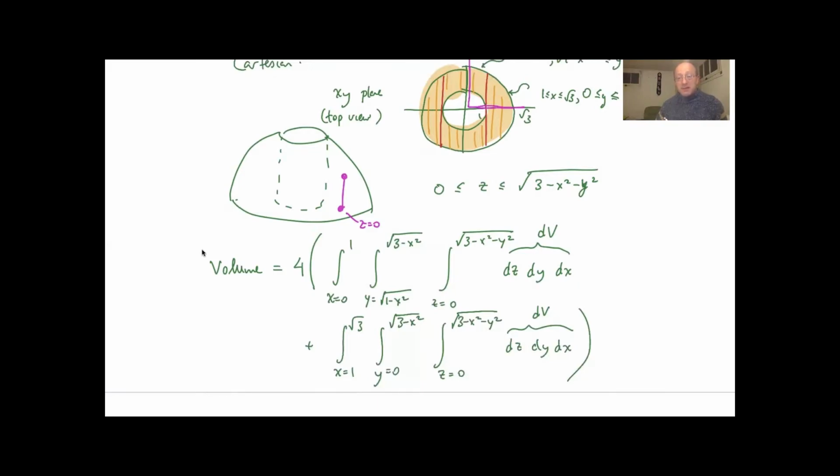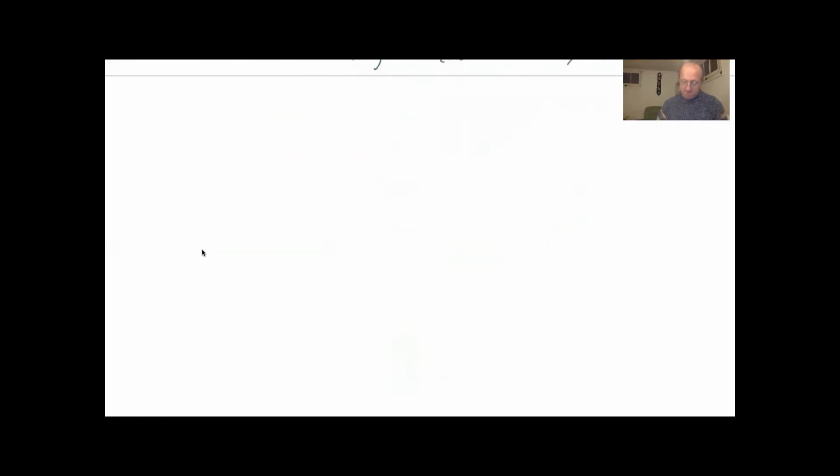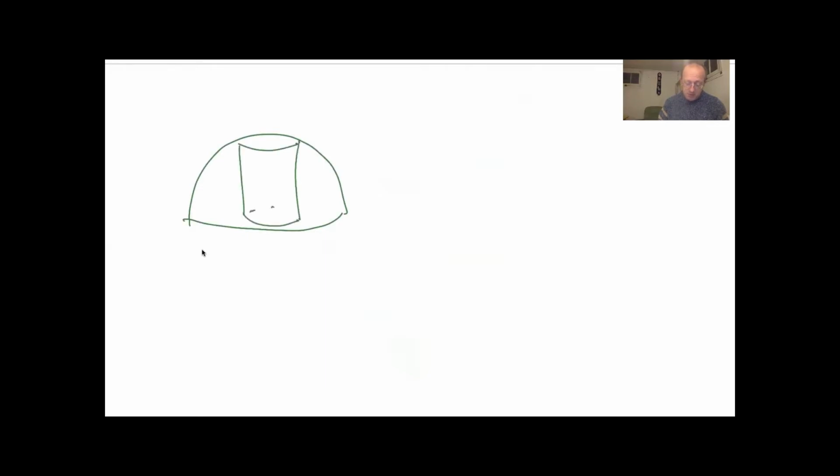Let's try it with other coordinate systems. Looking at our picture, we see that it has both a sphere and a cylinder. So both spherical and cylindrical coordinates seem promising. Let's try it with cylindrical coordinates next.